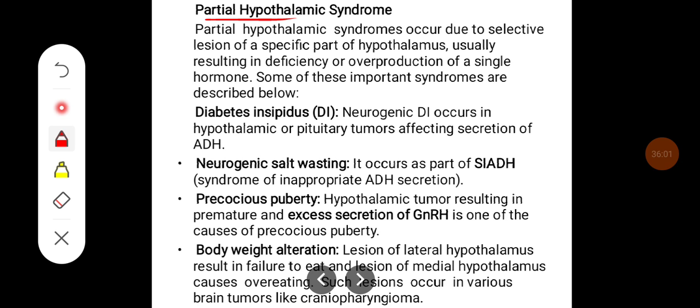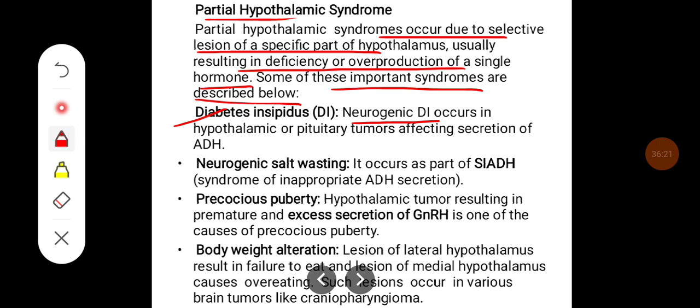Partial hypothalamic syndrome. Partial hypothalamic syndromes occur due to the selective lesion of a specific part of hypothalamus, usually resulting in deficiency or overproduction of a single hormone. Some of these important syndromes are given below. Diabetes insipidus, that is neurogenic diabetes insipidus, occurs in hypothalamic or pituitary tumors affecting secretion of ADH. Neurogenic salt wasting occurs as a part of SIADH, that is syndrome of inappropriate ADH secretion.